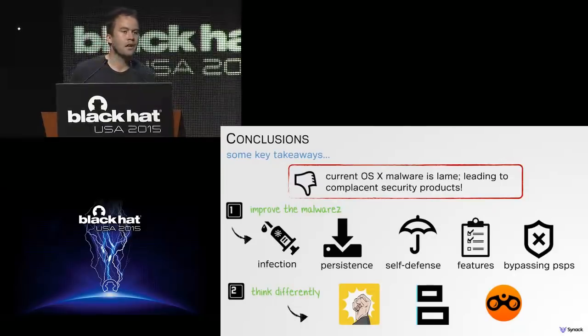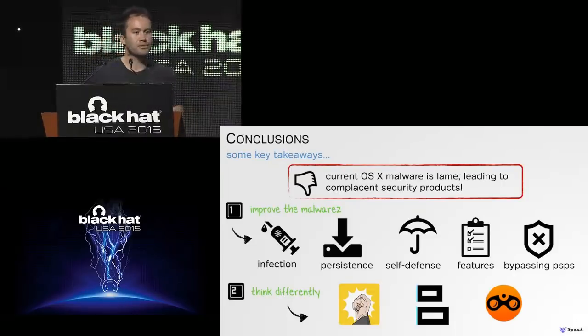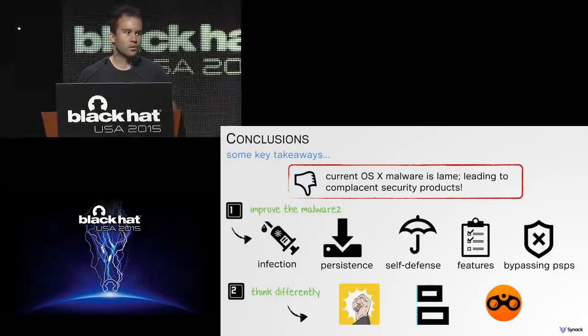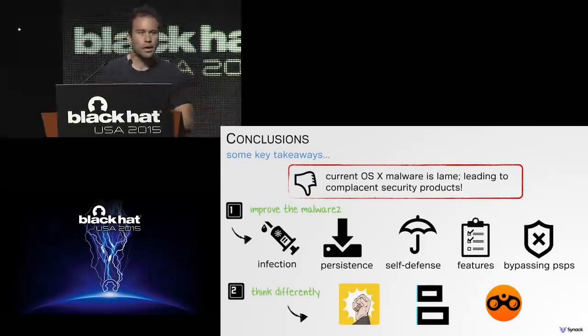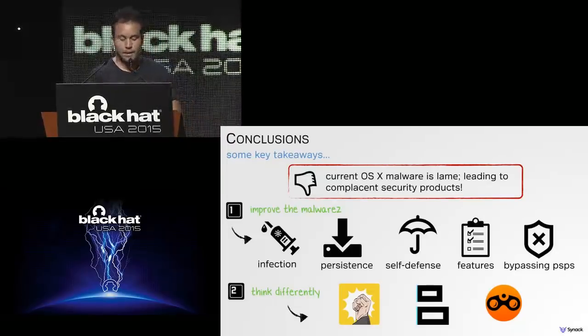So a few conclusions. Hopefully I showed that current OS X malware is kind of lame, kind of amateur, but in my opinion that has led to complacent security products, both Apple's and third parties. So my goal was to illustrate how simple it is to vastly improve current OS X malware that can bypass all these third-party antivirus tools, firewalls, and Apple's built-in security mitigations. So hopefully this convinces Apple to up their game and these third-party companies to improve their products. And in the meantime, maybe check out some free security tools.